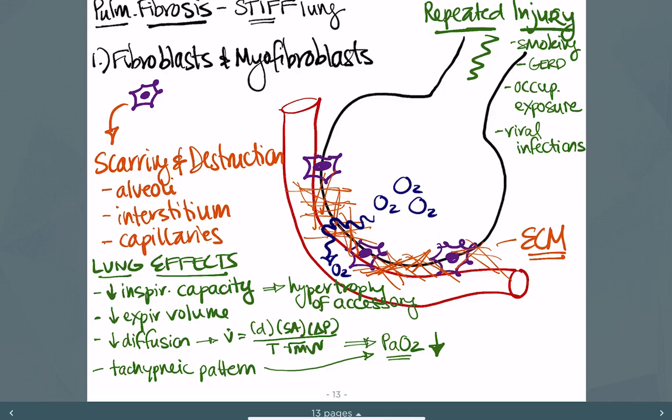But the rapid breathing is also going to end up blowing off too much CO2. So actually they typically present with low oxygen and low carbon dioxide, because they're breathing so fast, they're exhaling more CO2 than their body is producing through normal cellular metabolism.